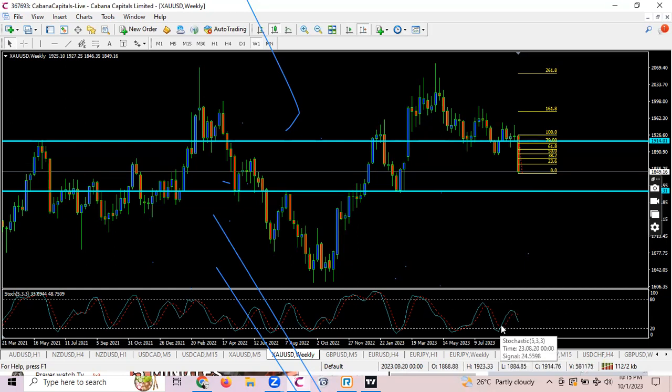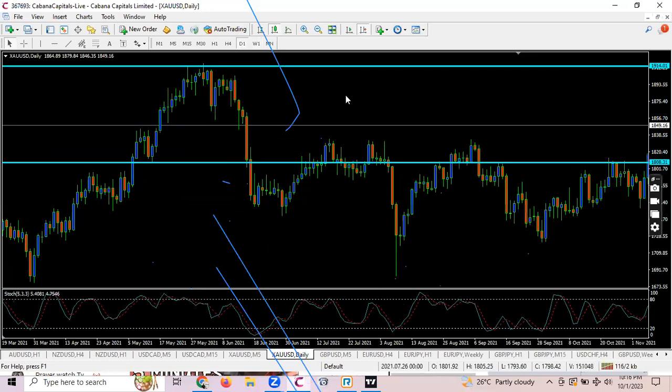So you can see that on weekly, we had the stochastic below level 20. If you look at the chart, you can see that price went up. It went up before it came down. Okay, so let's go down to daily and see where stochastic is.